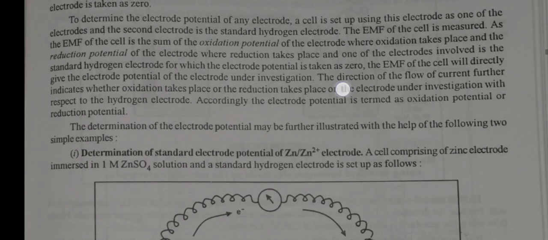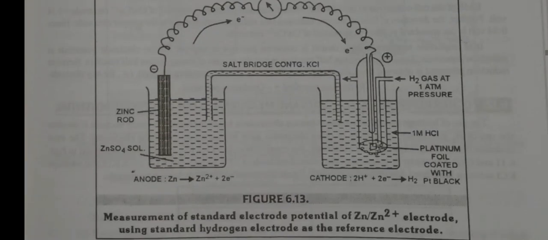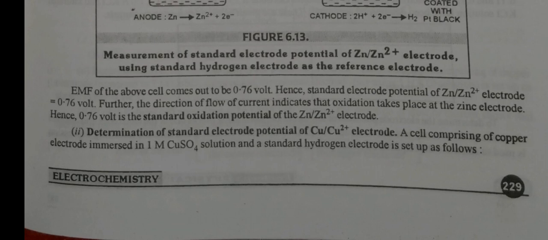The determination of the electrode potential may be further illustrated with the help of the following two simple examples. First, determination of standard electrode potential of zinc in solution of zinc ions. A cell comprising a zinc electrode immersed in 1 molar zinc sulfate solution and a standard hydrogen electrode is set up as follows. EMF of the cell comes out to be 0.76 volt. Hence, the standard electrode potential of zinc in zinc ions electrode is equal to 0.76 volt. Further, the direction of flow of current indicates that oxidation takes place at the zinc electrode. Hence, 0.76 volt is the standard oxidation potential of the zinc electrode.